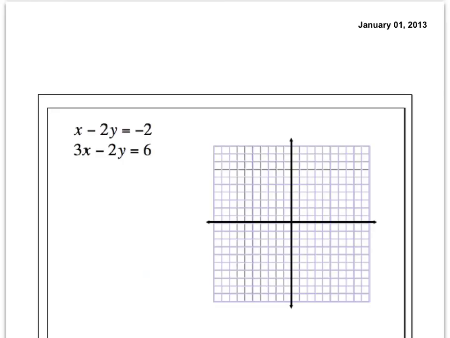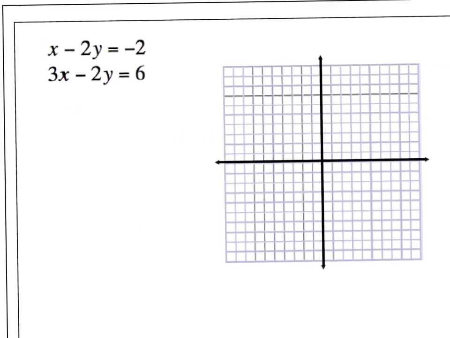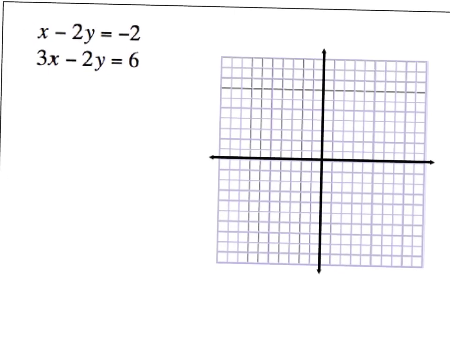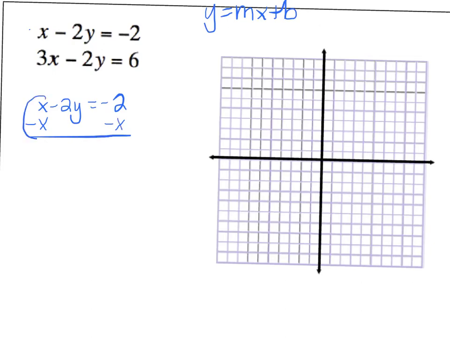Okay, so moving to the next one, again, I'm going to zoom in. Think about it. What form does this have to be in order for us to actually graph them? We need them in y equals mx plus b form. So I'm going to work on the first one. x minus 2y equals negative 2. First subtract x from both sides, which leaves me with negative 2y equaling negative x minus 2.